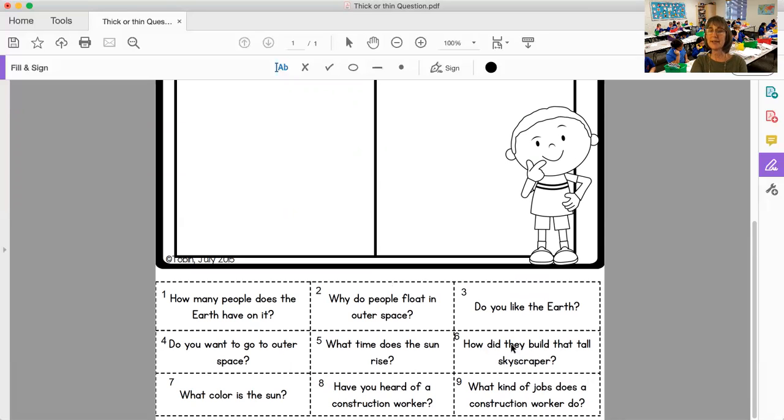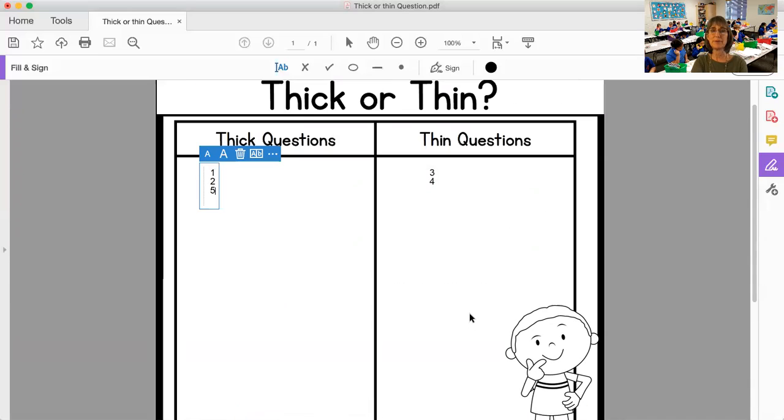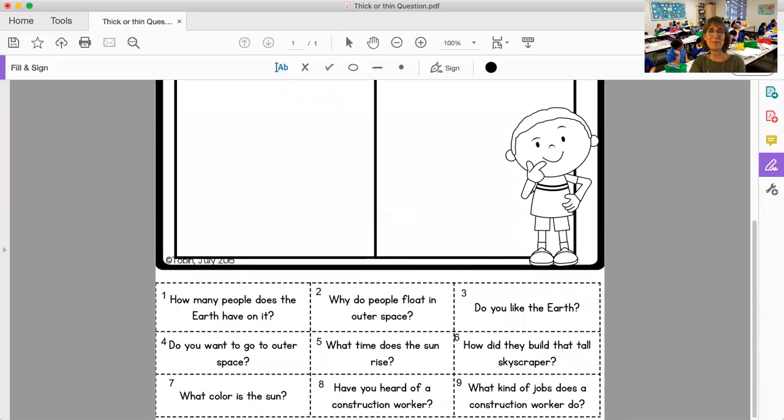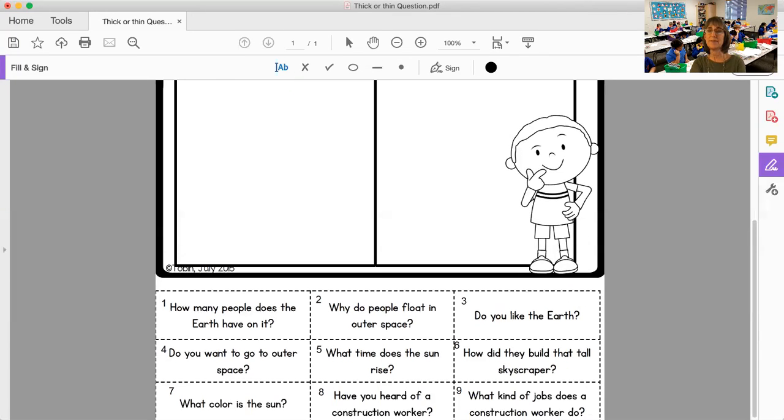How did they build that tall skyscraper? What do you think? Thick or thin? If you said thick, you're absolutely right. Good job. Number 7, what color is the sun?